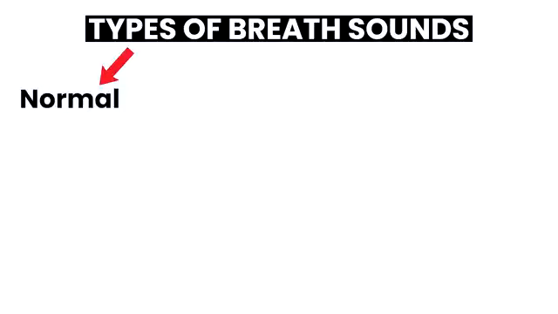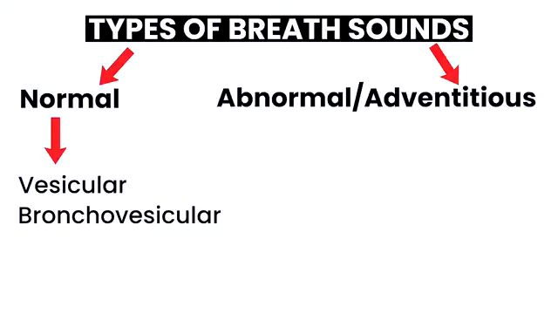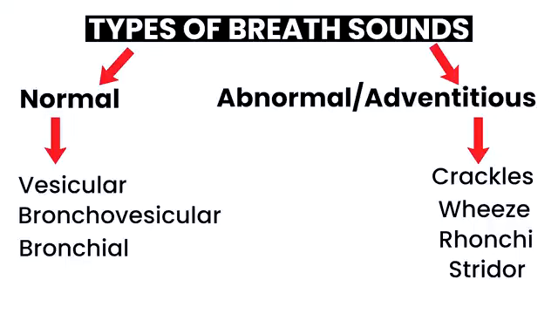First and foremost, whenever we talk about the breath sounds, we categorize them into either normal breath sounds or abnormal or adventitious breath sounds. In normal, there are three sounds. First, vesicular breath sounds. Second, bronchovesicular, and third is bronchial. Whereas, if you talk about the adventitious, there are crackles. Second, wheeze. Third, rhonchi. Fourth, stridor, and fifth, pleural rub. So these are the basic and the main adventitious or abnormal breath sounds.